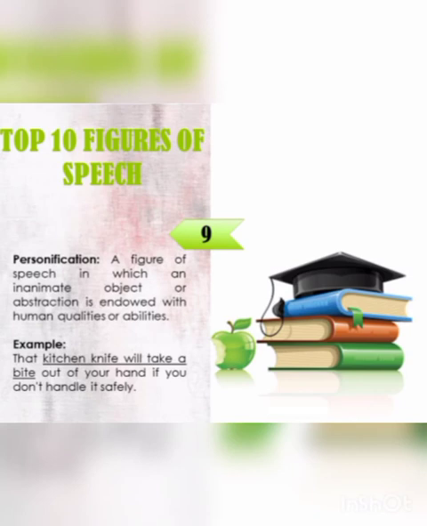Number 9. Personification. A figure of speech in which an inanimate object or abstraction is endowed with human qualities or abilities. For example, "That kitchen knife will take a bite out of your hand if you don't handle it safely." In this statement, the kitchen knife is not literally going to take a bite of your hand, right? Taking a bite is a human quality, and a kitchen knife can't do that. This statement means that you should handle the knife properly to avoid being wounded.